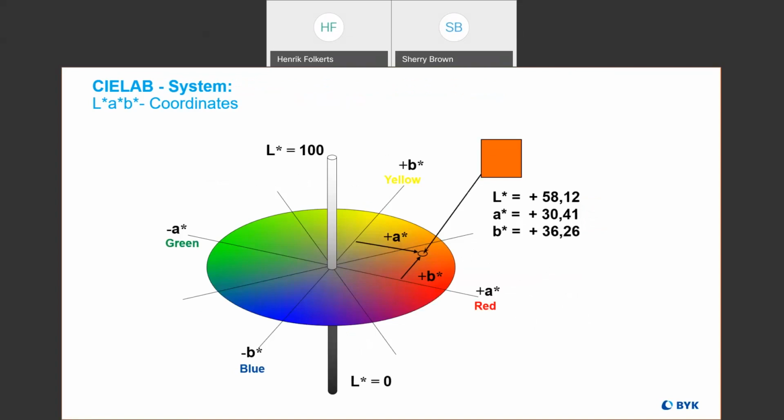So here the L value is 58, so kind of a medium light color. The A value is positive 30.41. Remember, positive A indicates the presence of red. So there's a good amount of red in this color. The B value is positive 36, so there's a good amount of yellow in this color also. So we're looking at a color of medium lightness with a lot of red and a lot of yellow.